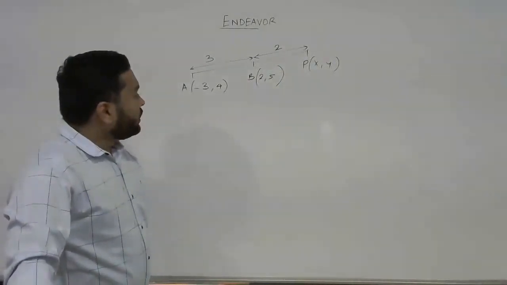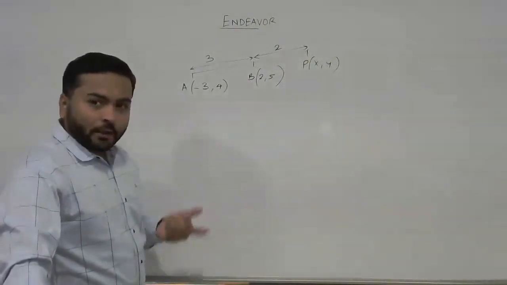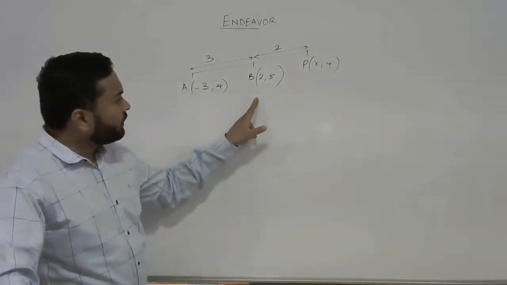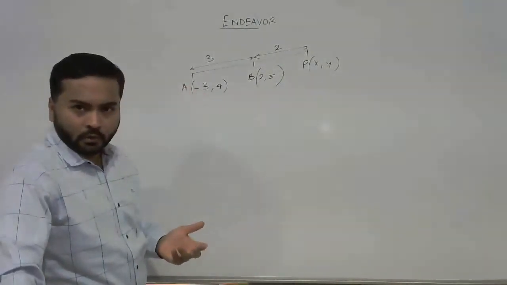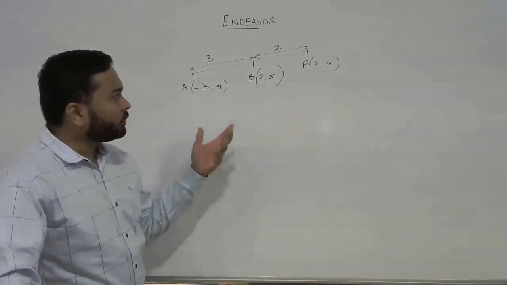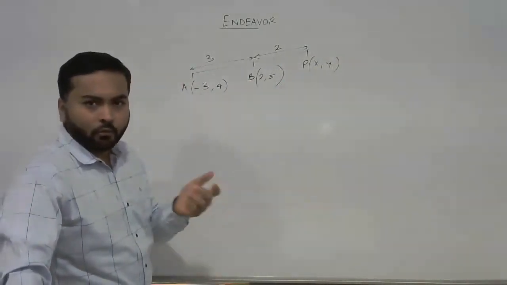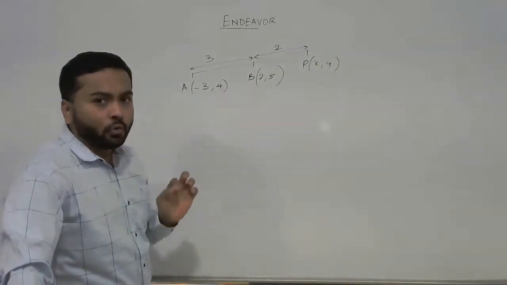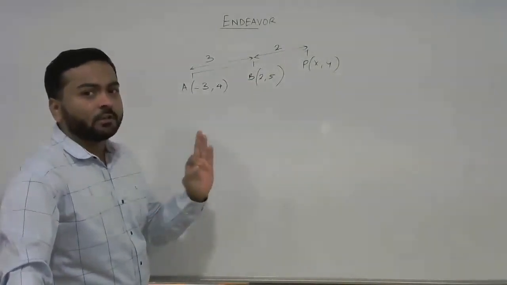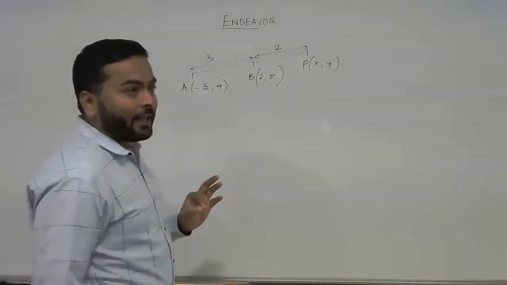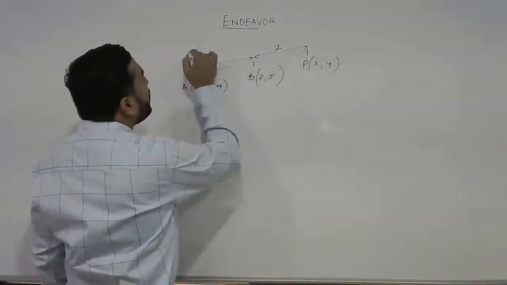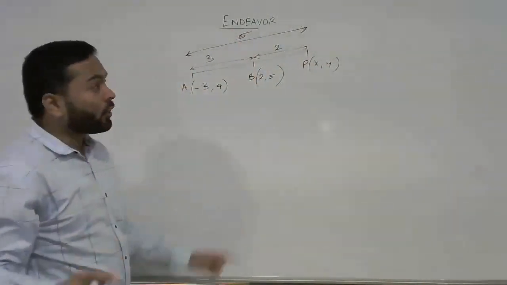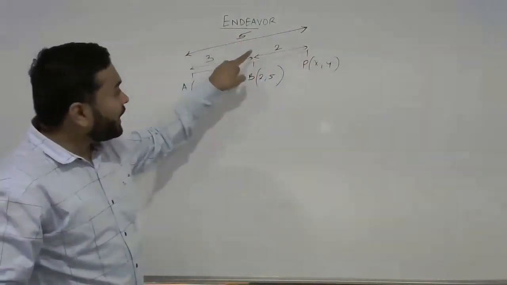So there are two things that you can do. One, you can use the internal section formula. B is dividing AP in the ratio 3:2, and you will cross multiply and solve an equation, and you still get it. But somehow, if you want to apply the external section formula, in that case you have to be careful. You have to take the distance as 5 and not 3. So your m will be 5 and your n is 2.